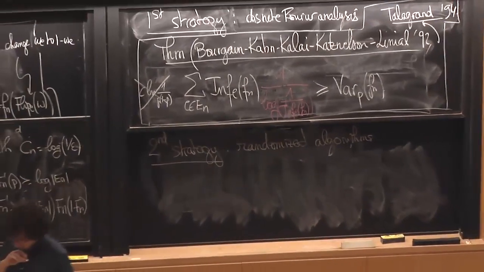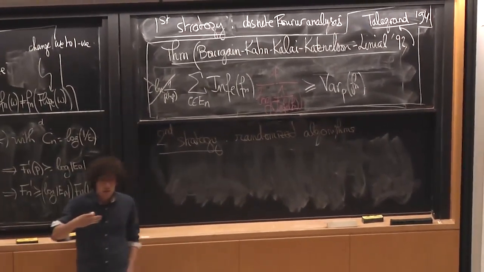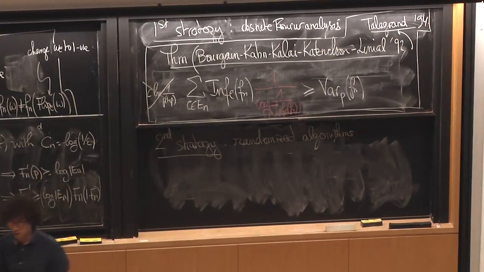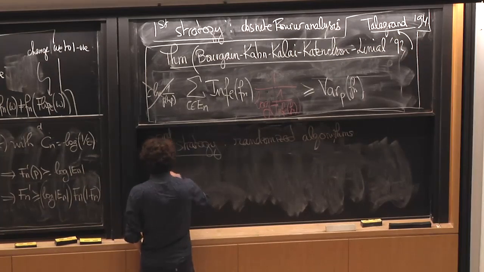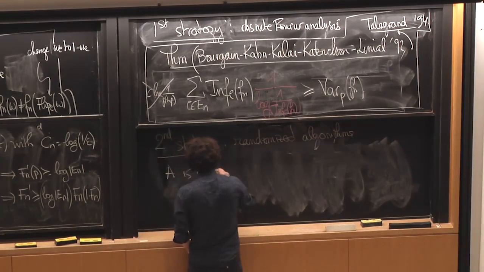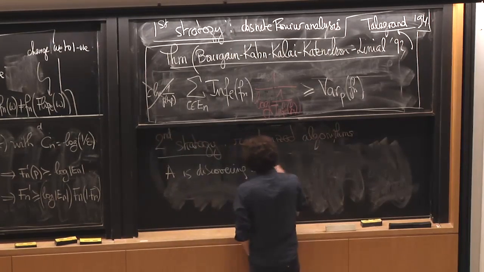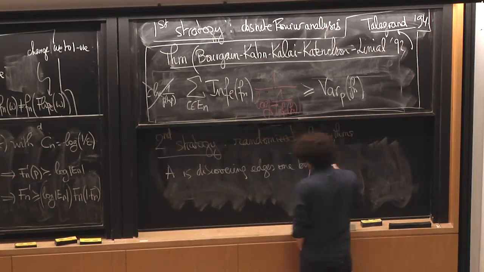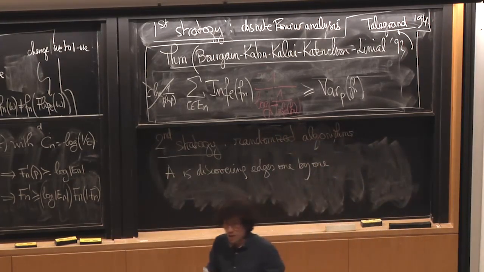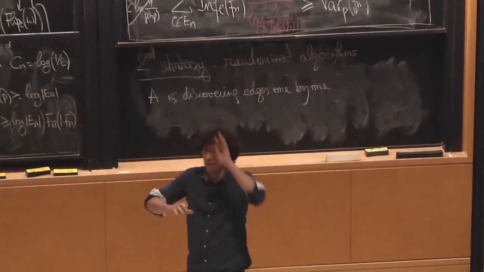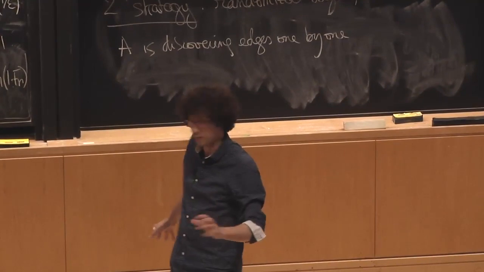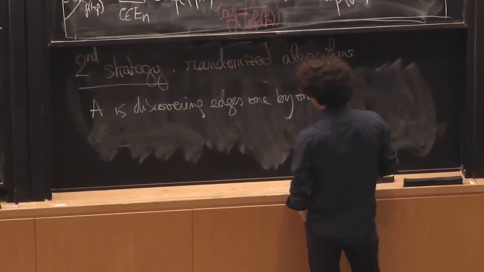So what is a randomized algorithm? A randomized algorithm is a way of exploring the edges of your set En. The edges, because I'm thinking of percolation, but all the bits of En. So an algorithm A is discovering edges one by one in a Markovian fashion, in the sense that the way you choose the next edge to discover has to be just a function of what you discovered so far. You are not allowed to be predictive or anything. It has to be just a function of what you saw before. Okay? It is one by one.